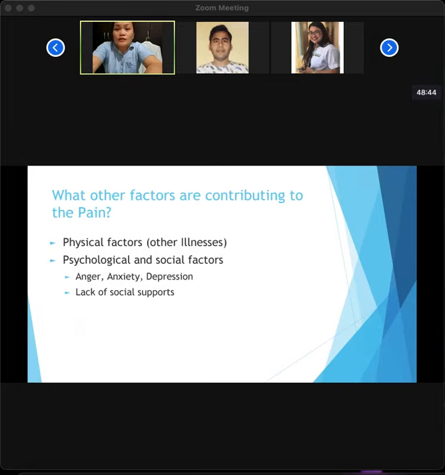So, what are the other factors contributing to the pain? So, you have to check for any physical factors or other illnesses, and for any psychological and social factors. Is the patient having depression, anxious, or siya ba ay galit, or is the patient lacking social support or family support? Then you have to know that also.